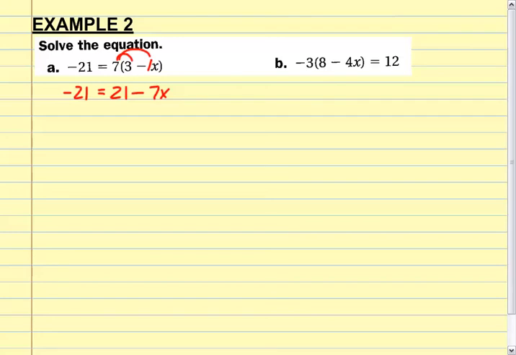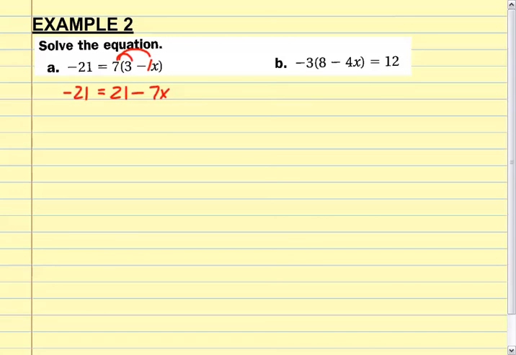You add 21. No, I don't want to add 21. Don't want to do that. I'm trying to get that x by itself. Sean B? Yeah, you try to get x, negative 7x by itself. How can I do that?